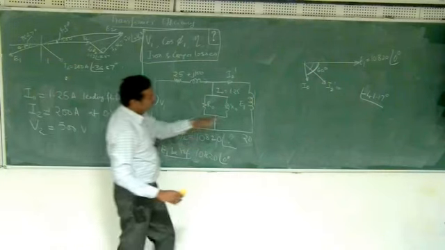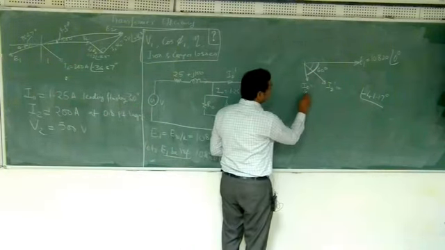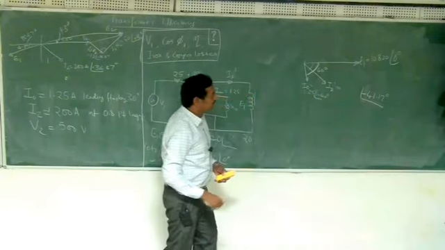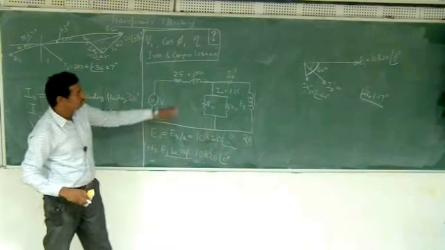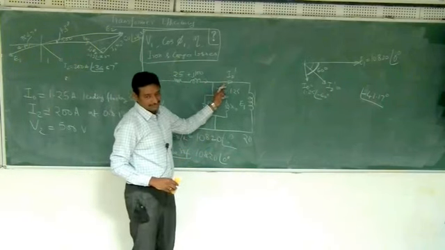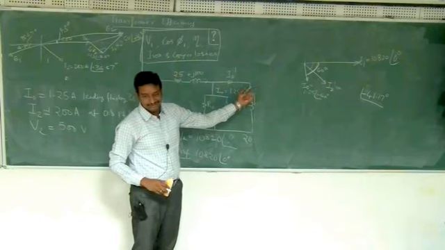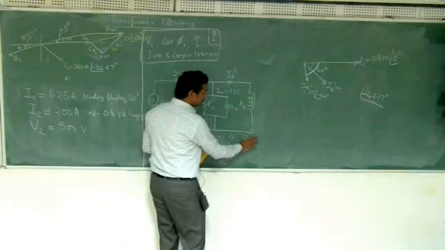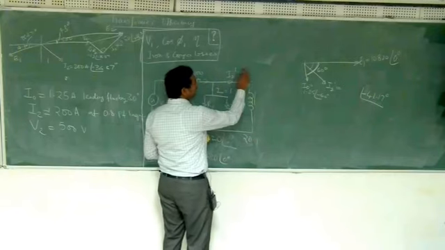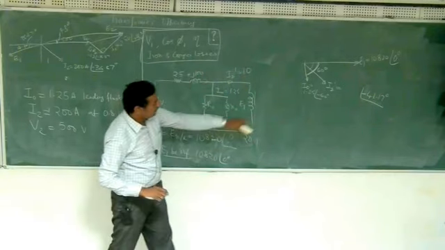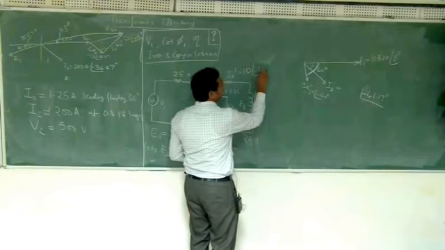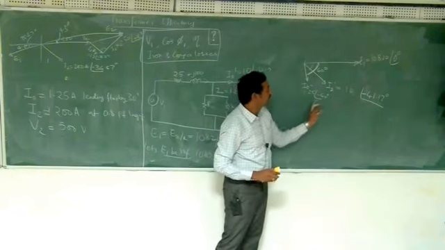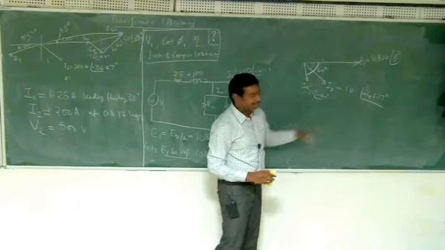So what is the magnitude? 1.25, and the angle is minus 60 degrees. And what is the magnitude of I2 dash? I2 divided by 20, that ratio. So the ratio is 20:1, so this I2 dash will be 10, and the angle I already wrote here, minus 41.17. So basically now I have to add these two to get I1. So what is I1?